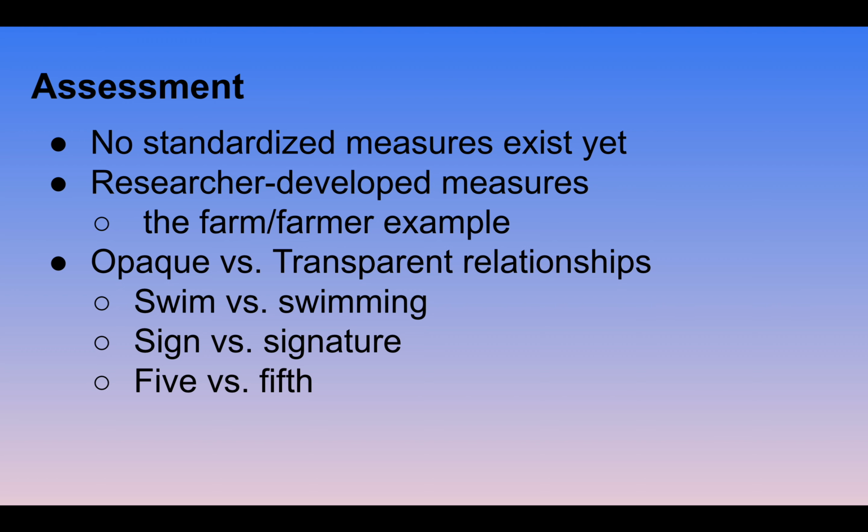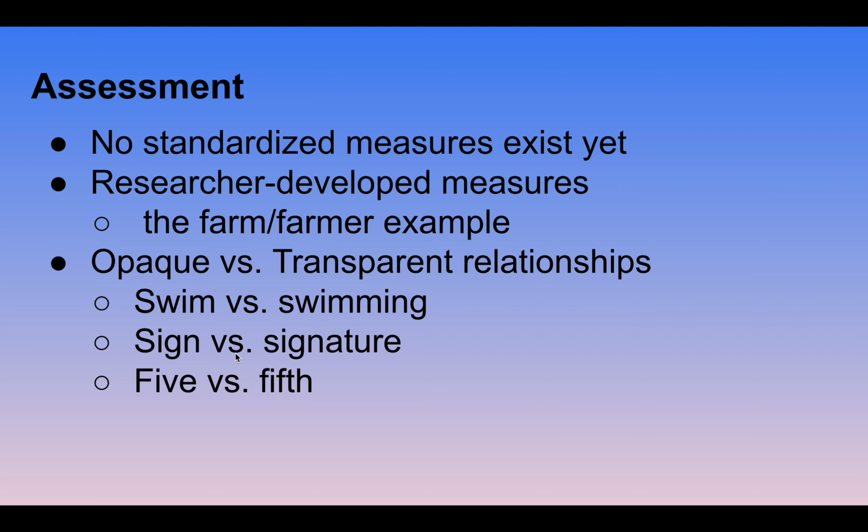Another component in assessment is to identify whether children have an awareness of morphological relationships between words. That relationship can be opaque or it can be transparent. An example is swim and swimming. Children can hear and they can see the word swim in the word swimming. They can see how it's related. This is called a transparent relationship when you can actually see it.